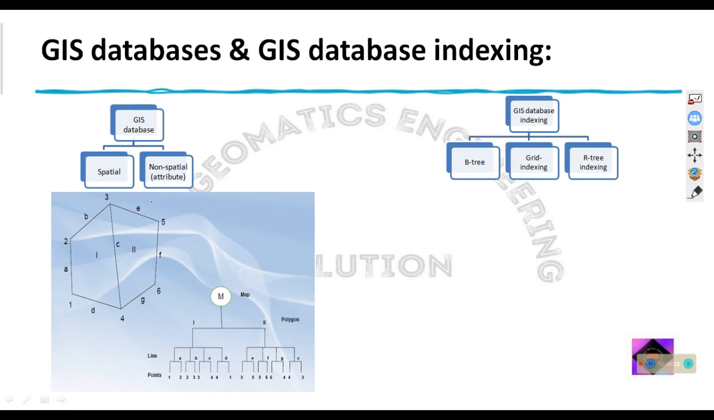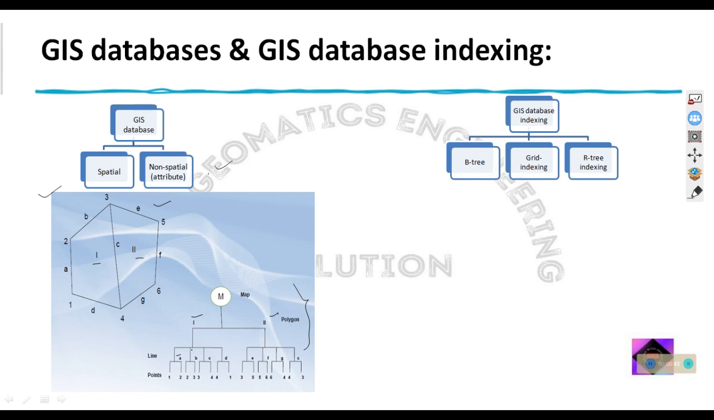So we have already talked about the network data structure, hierarchical data structure, relational data structure and object oriented. So this is a hierarchical network database structure for GIS. This one is representing one map. In this map there are two polygons, 1 and 2, and this is the typical hierarchical database structure for a GIS database.